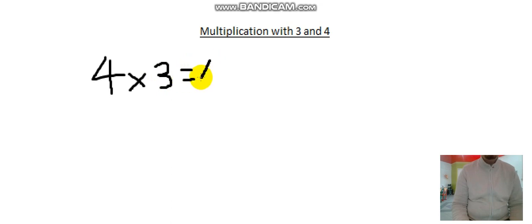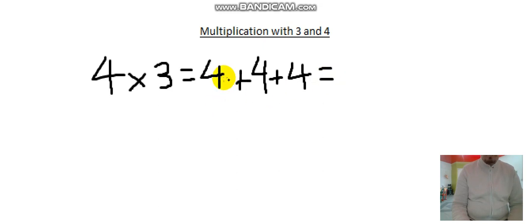Let's say I have 4 times 3. What number am I multiplying 3 with here? I'm multiplying 3 with 4. So that would be 4 and 4 and 4. 4 and 4 makes 8, and another 4 makes 12. So this would be 12.